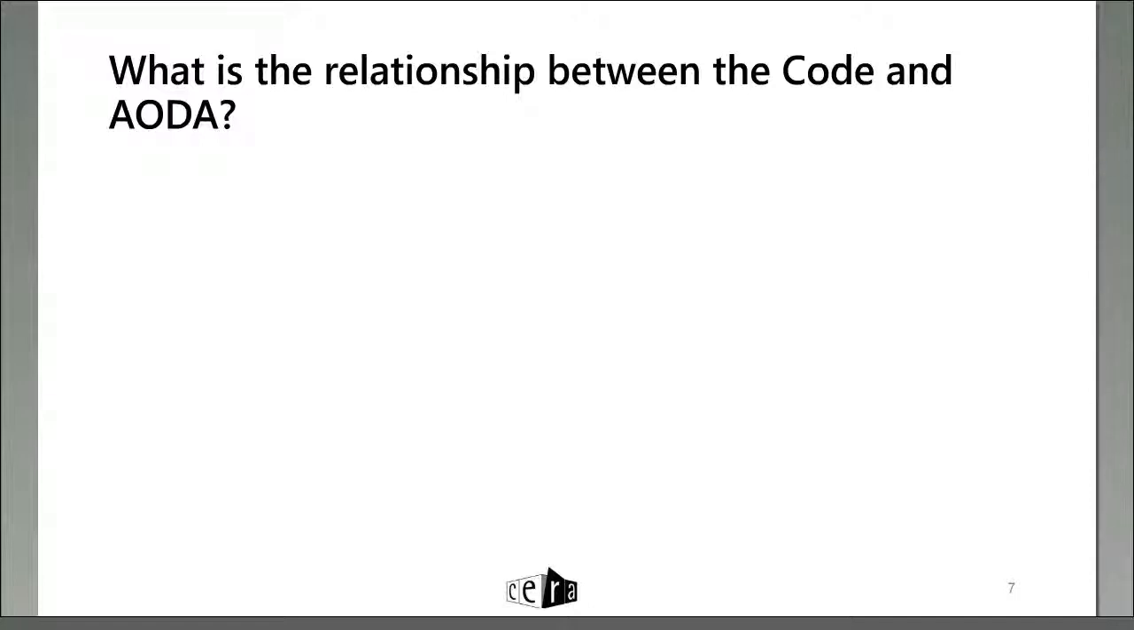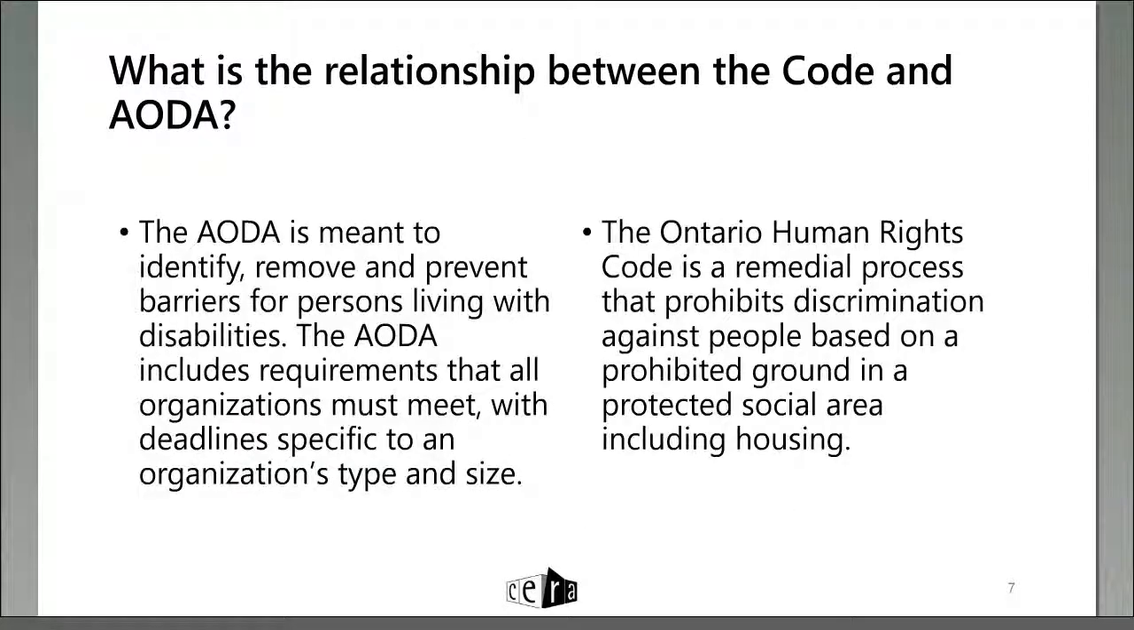Our next question is about the relationship between the code and the AODA. The AODA and the Human Rights Code are different, but complementary pieces of legislation. The AODA requires organizations to identify, remove, and prevent barriers for persons living with disabilities. It includes requirements that all organizations must meet, with deadlines specific to an organization's type and size. The Ontario Human Rights Code prohibits discrimination against individuals based on 16 grounds, including disability and receipt of public assistance, which includes disability support payments.